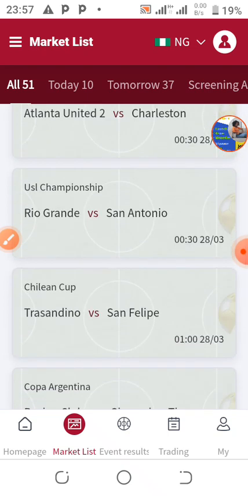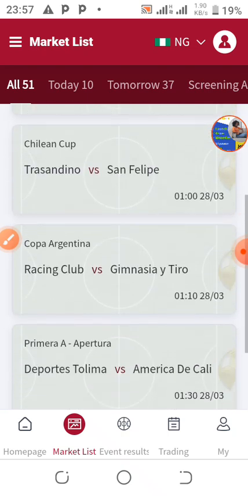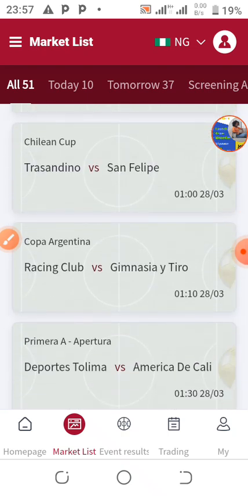Once you get to this market list, you will not just choose a game like in normal betting. For those who don't understand betting, the things you are seeing are teams that are playing football. They belong to different divisions. It could be anywhere in the world, but what matters is that team. Like this one is a Chilean Cup between Trasandino versus San Felipe. You may not have heard about the club, but they exist. They play their games. You understand?